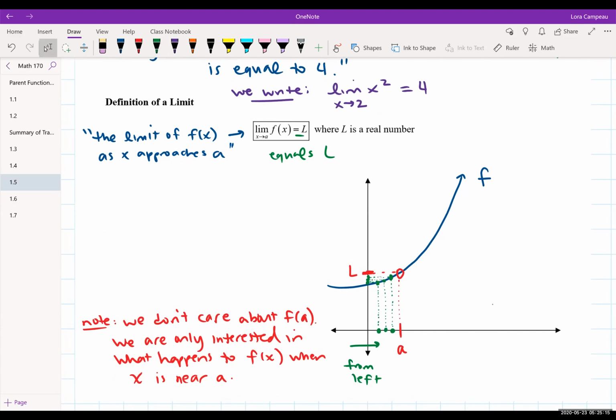So I'll write that in English, just in case. Approaching from the left-hand side, LHS is my abbreviation for left-hand side, f of x appears to rise to L. And then we can choose values on the other side. So if we look at a value coming from the right.